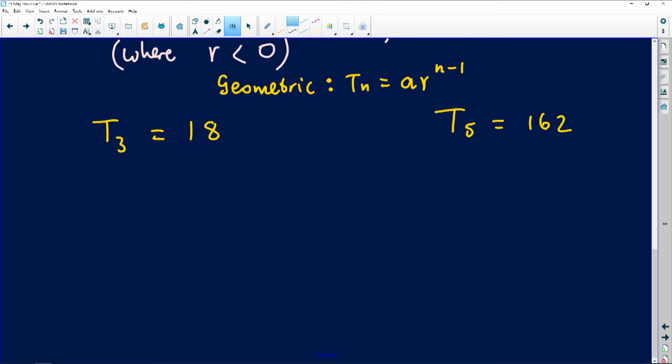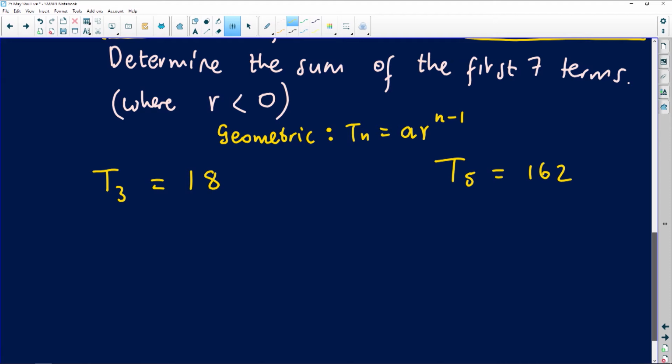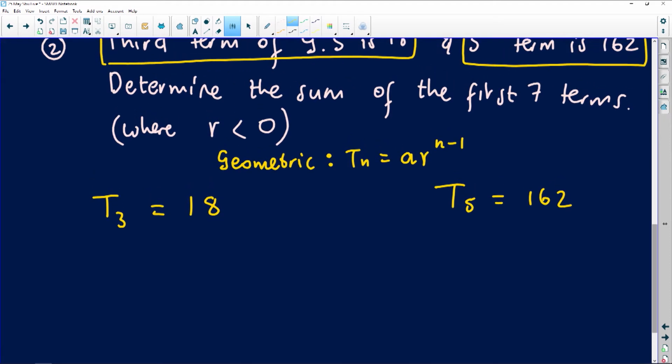So I'm going to use that to try and create 2 equations and hopefully succeed to solve them simultaneously, to find a couple of important things that will help me to answer the question. What is the question again? The question is asking for the sum of how many terms? The sum of 7 terms, right? So for me to find the sum, I'm going to use the formula of the sum, right?